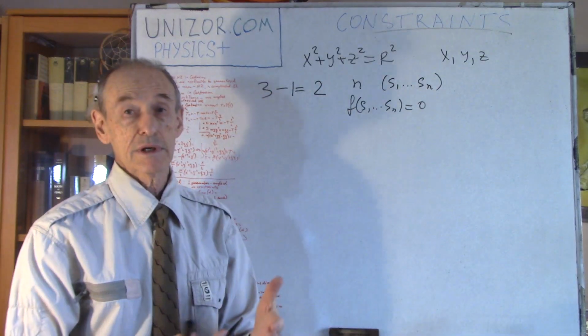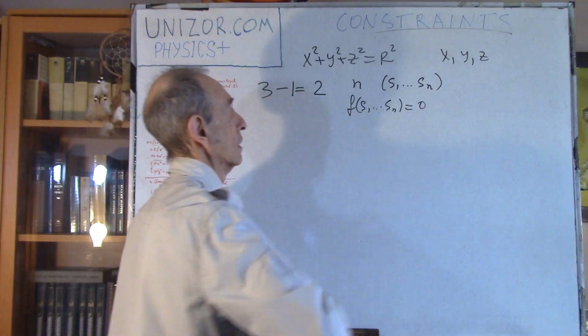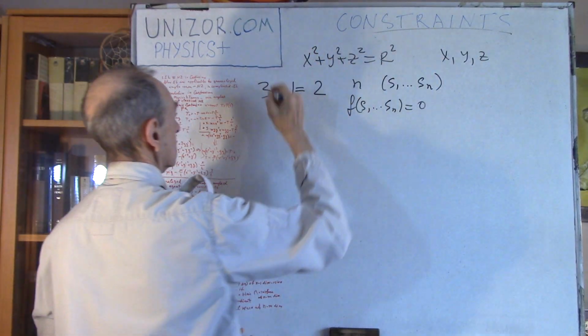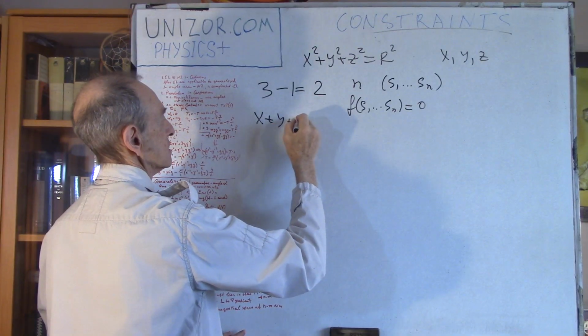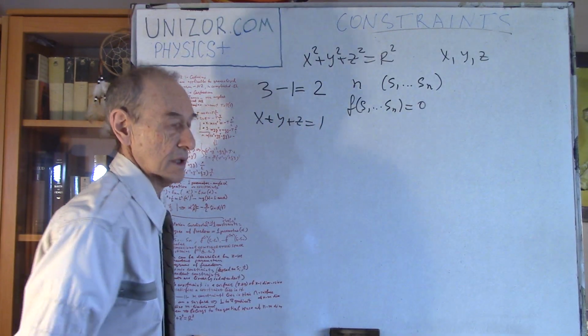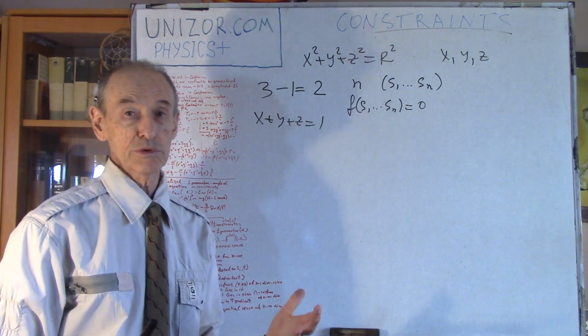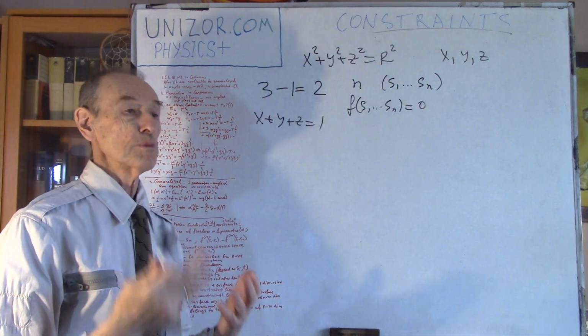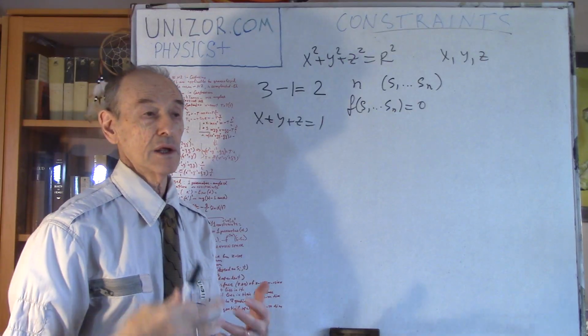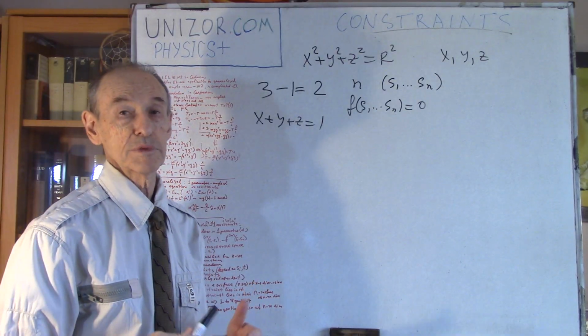Now, if you have another constraint, let's say something like x plus y plus z is equal to 1, something like this. What is this? It's a plane. A plane is also a two-dimensional world. I mean, there are two parameters which we can define to determine the position.